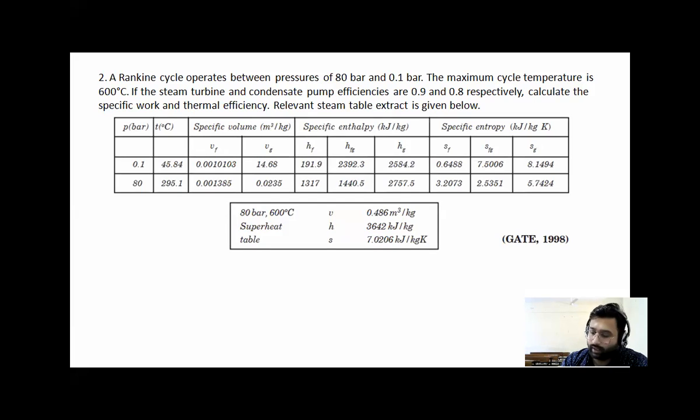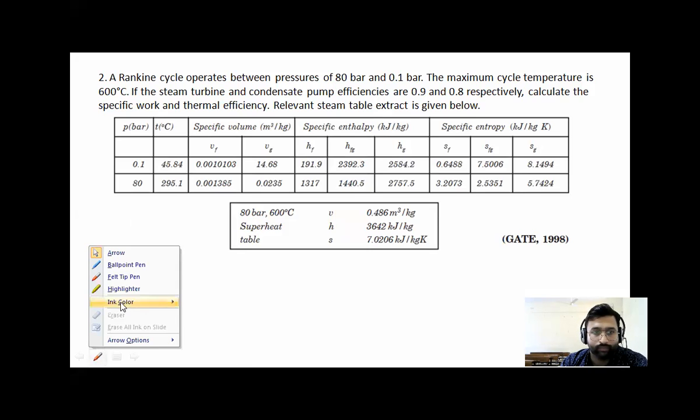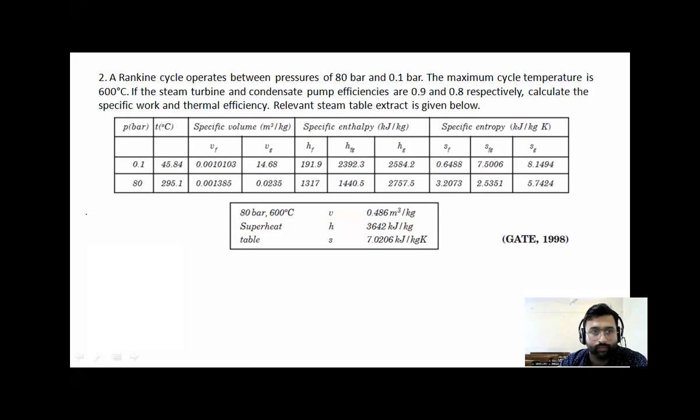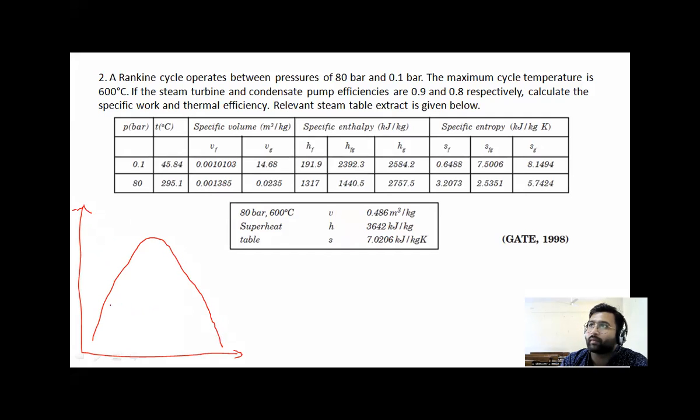So I will draw the TS diagram here. So in this case, it is a little bit difficult. We don't know the condition of steam. So still I will draw, and at the end we'll correct the diagram. Okay.